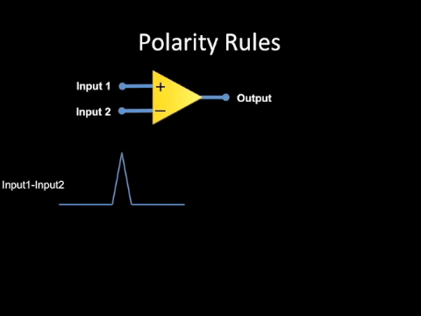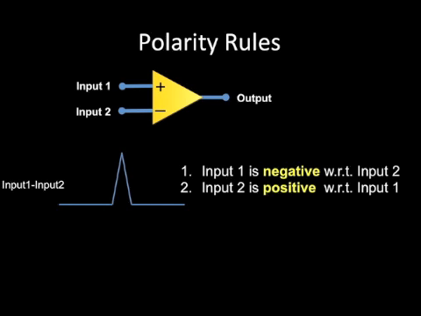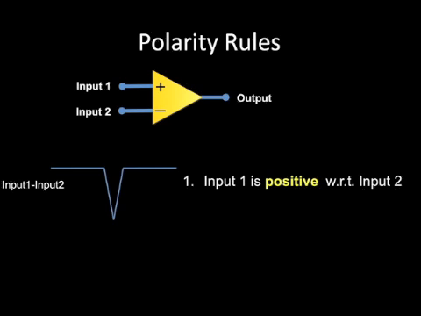In this case, we will label them generically input 1 and input 2. The tracing is sometimes referred to as a channel. By convention, as in this case, if there is an upward deflection in the channel, we say that input 1 is negative with respect to input 2, or looked at another way, input 2 is positive with respect to input 1. Similarly, if we showed a slightly different tracing, this time with a downward deflection, we could say that input 1 is positive with respect to input 2, or input 2 is negative with respect to input 1.